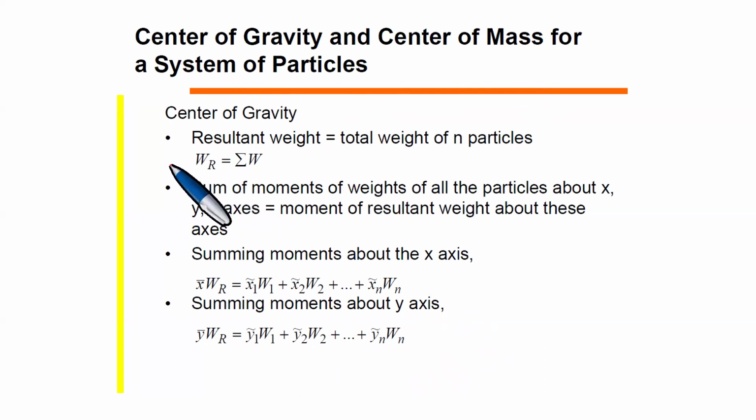So in other words, the resultant weight, which you call weight subscript R, is the total weight of n particles. Because it is the total weight of n particles, it is the sum of all the weights of the individual particles. We take the summation of all those weights, and by taking the summation of the weights of all the particles, we get what we call the resultant weight.